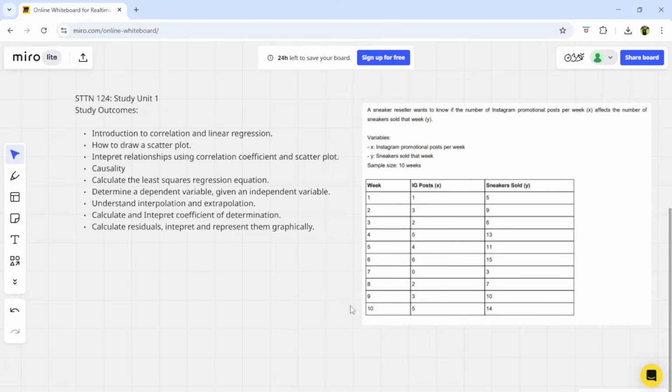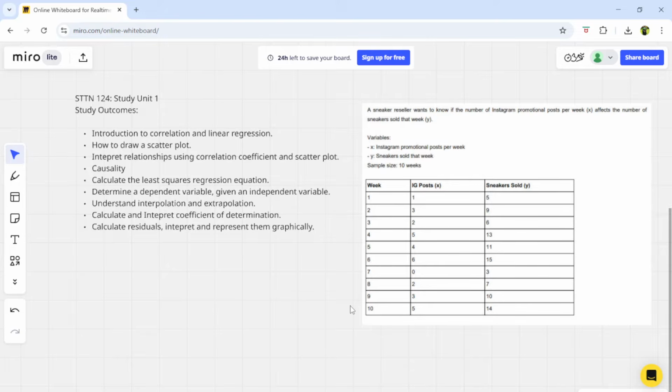Remember, Stats 124 is going to be open book, or at least it was for the past years. I'm not sure about that. Maybe they changed the syllabus or the content. But it's not going to be multiple choice just like STTN121. It's going to be open book, but that doesn't make it any easier. You need to practice for this module.